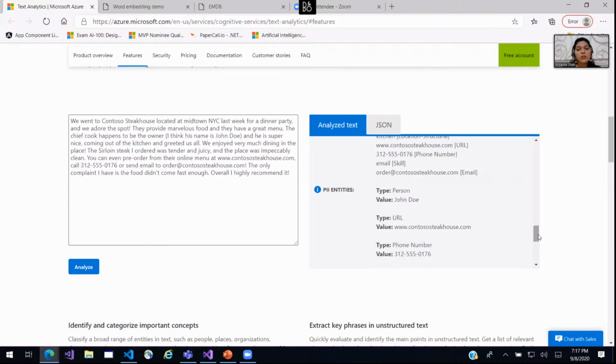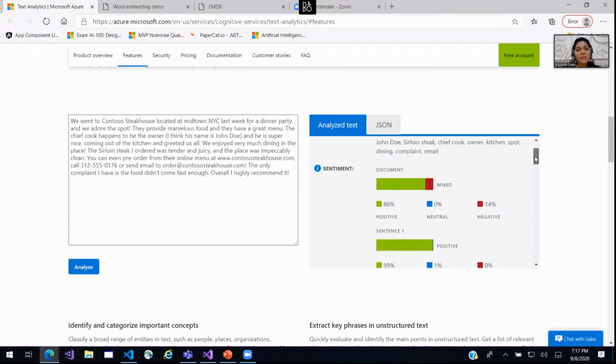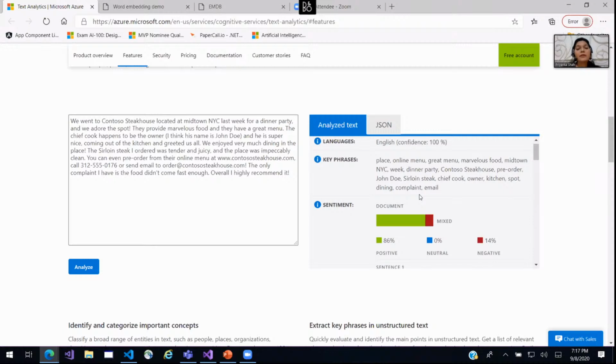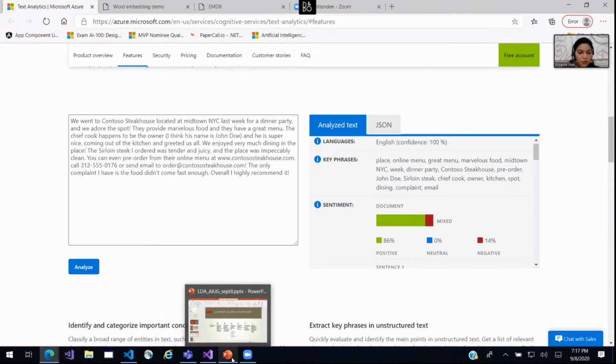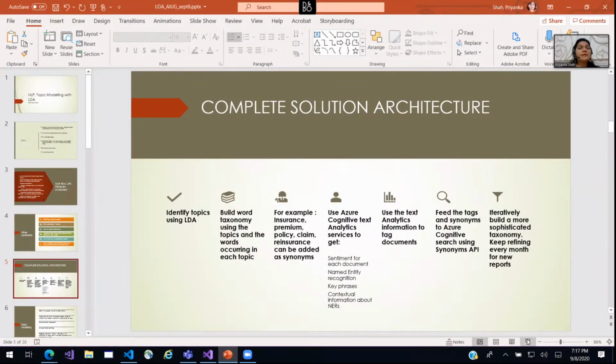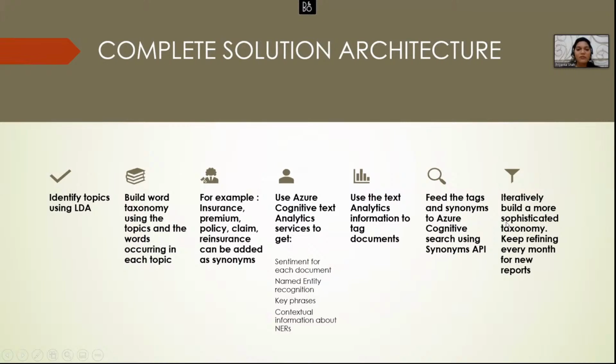Okay. So we also use this information to get named entities and key phrases. And these key phrases we use as tags, and we use the information given by the LDA to build our taxonomy. So all this information collectively we use together to build our dictionary and feed it to our search engines for semantic or synonym search. All right. So that being said, text analytics in itself is a very huge, comprehensive topic that deserves another session altogether. But this was just a very high level overview of that.